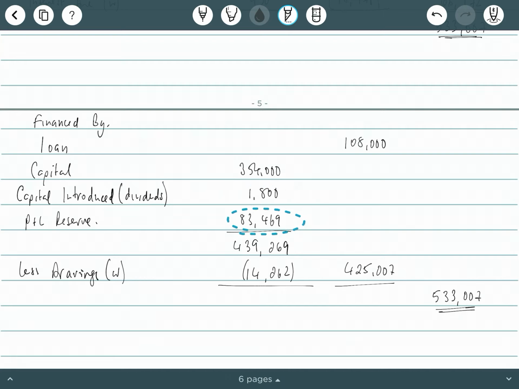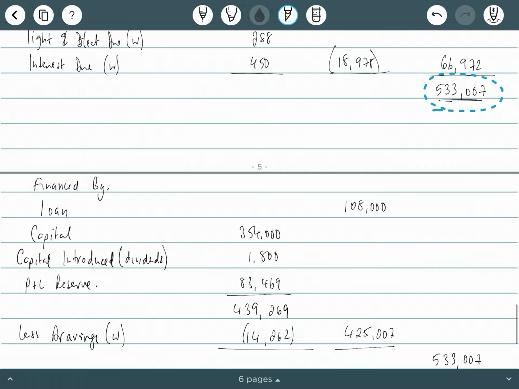You have your P&L reserve, which you got at the end of the trading P&L account. Okay, which gives you 439,269. You then take away your drawings, you get 425,007, add that 108,000 and you get 533,007 for your capital employed, which matches up with your total net assets.